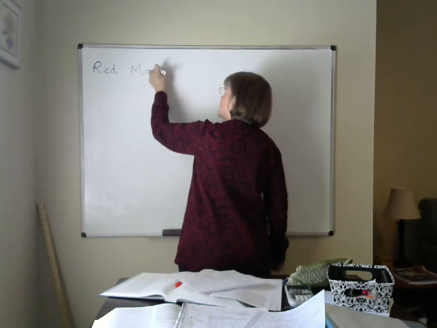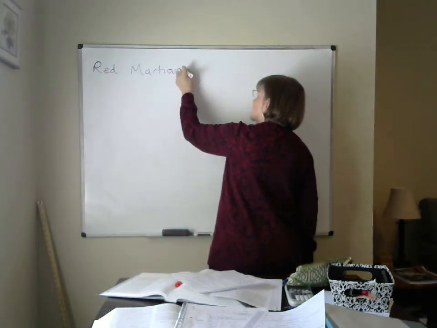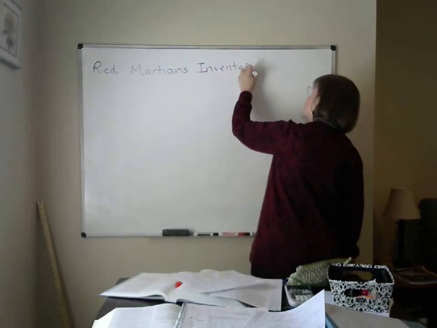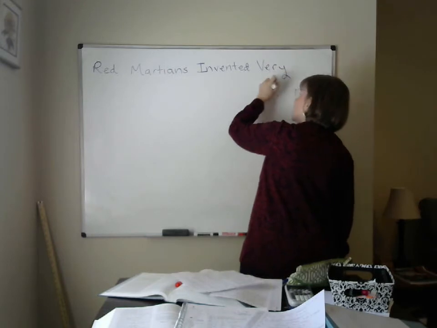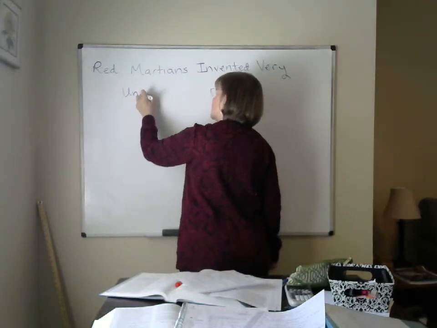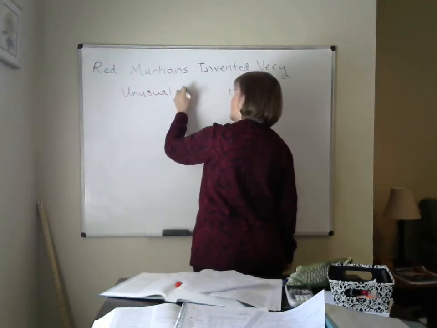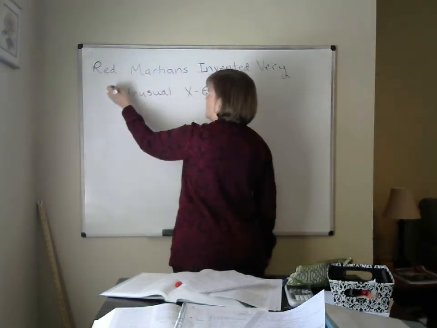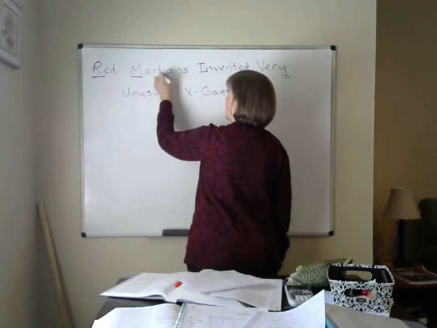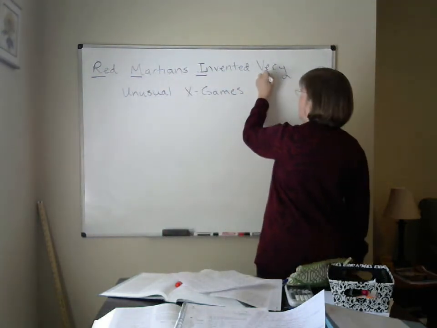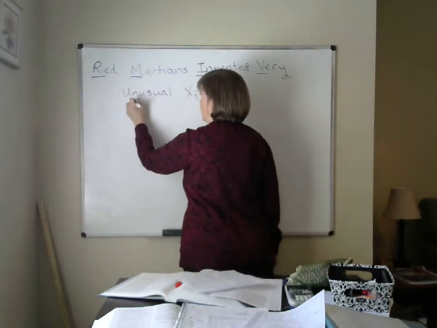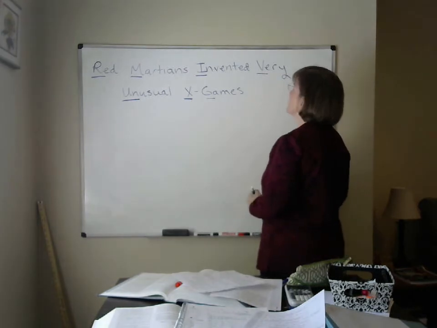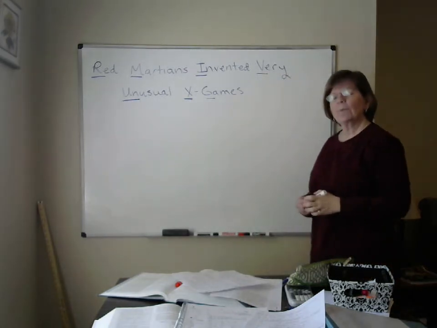Red Martians invented very unusual X games. If you can memorize that sentence, you'll know the order: radio waves, microwaves, infrared, visible light, UV, X-rays, and gamma rays. Okay, so that's just a device to help you remember.